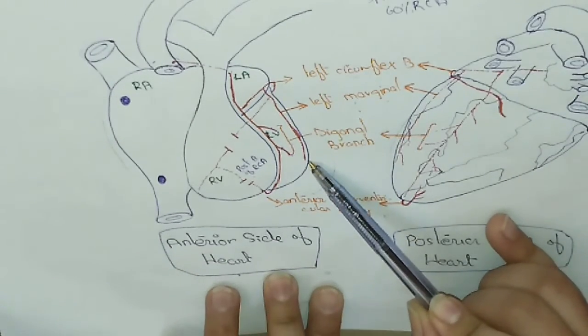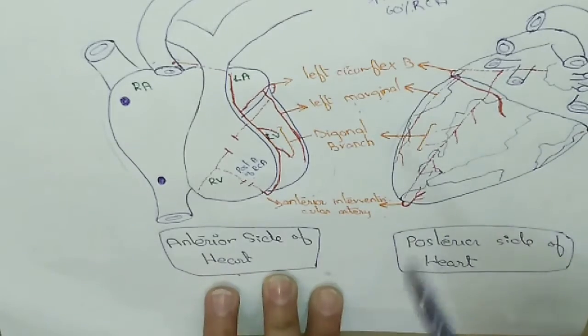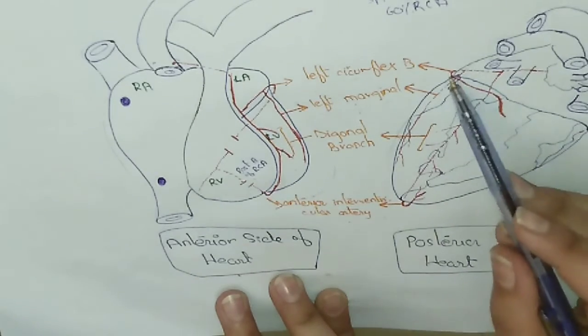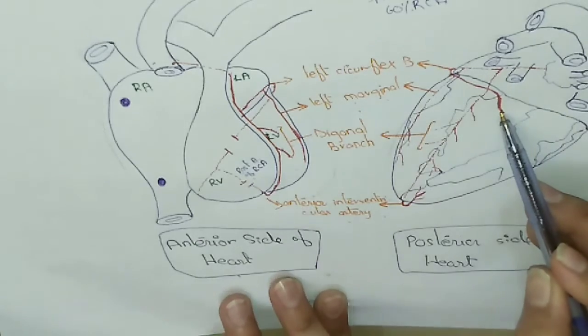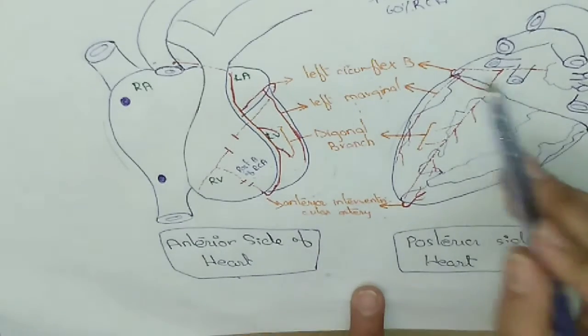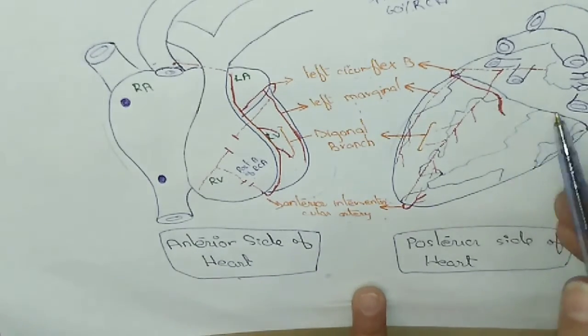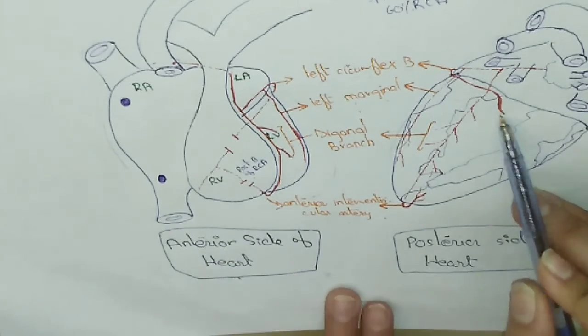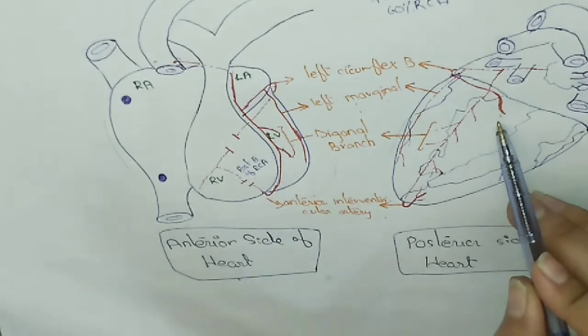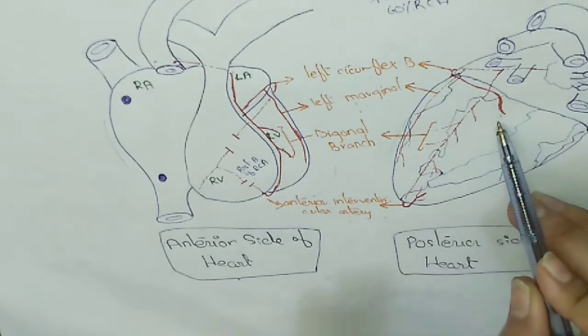Mostly the circumflex branch of the left coronary artery terminates in the coronary sulcus on the posterior aspect of the heart. You can see here, it mostly terminates before reaching the crux of the heart. The crux is the meeting point between the two arteries.